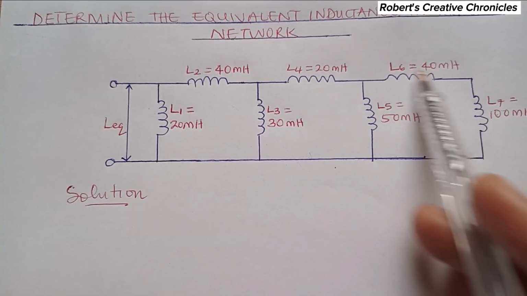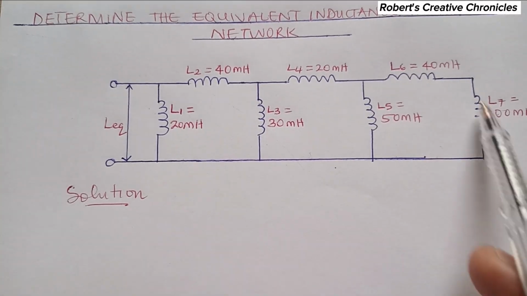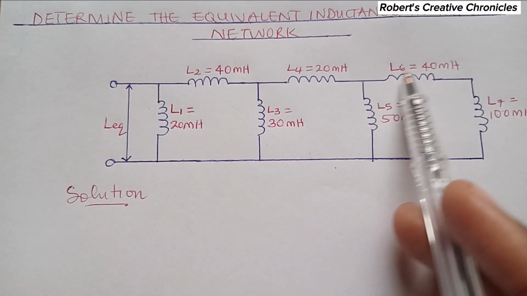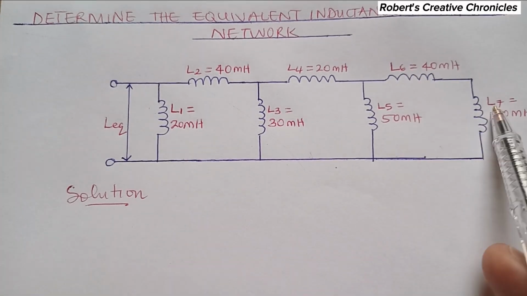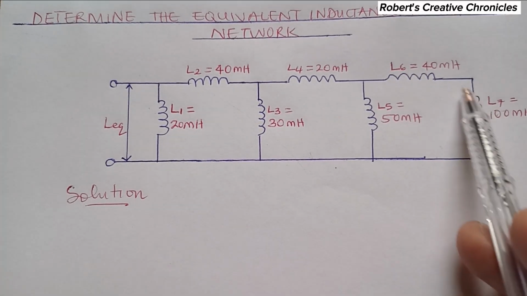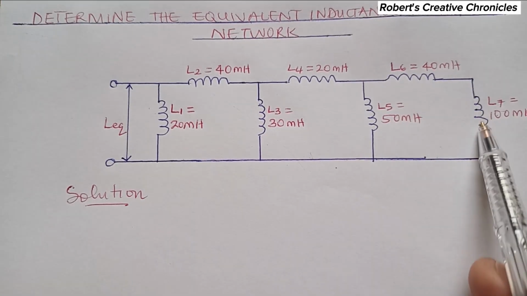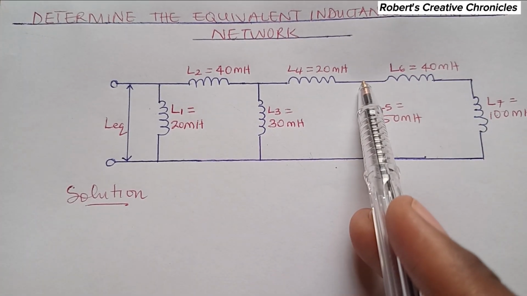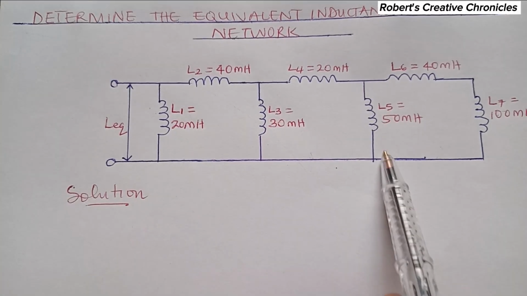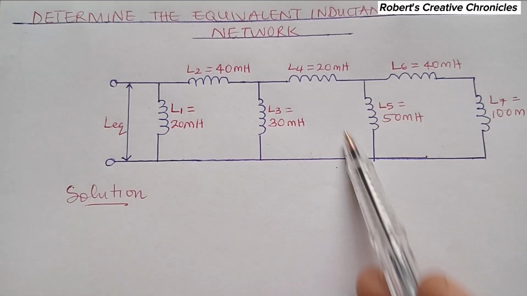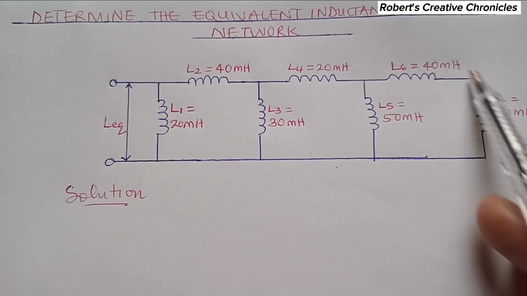Since they are in series, just as you do it for resistors in series, you add them. So you add L6 and L7. And when you find the total here, the current that comes to this point divides into these two. So that means this L5 is in parallel with the sum of this.